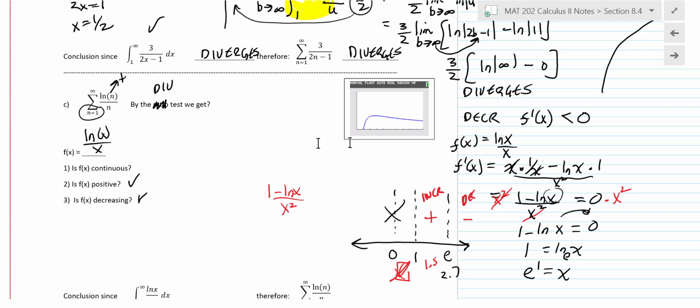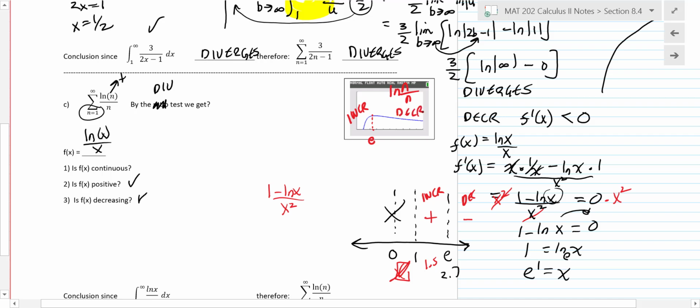All right. Now, I put this graph on your handout. So this is actually the graph of ln n over n. Here's what happens on this. That's e. You can tell that it increases until it gets to that maximum, then it decreases like that.